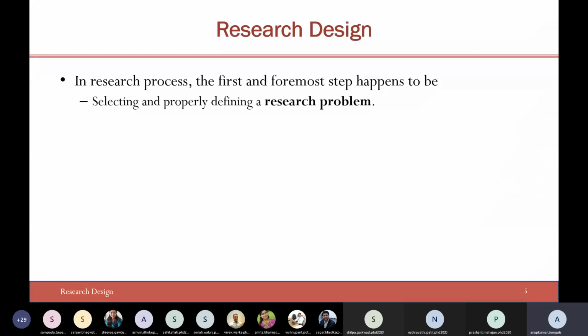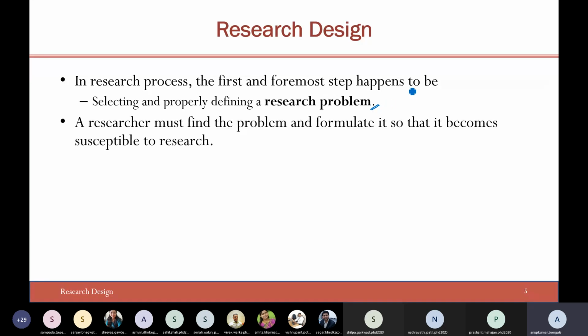Yeah, moving ahead, let's see. Okay, so just now we understood that in a research process, the first and foremost step happens to be defining the research problem. So now, when you say the problem has been completely identified, that is what we are trying to identify in today's session. Okay, a researcher must find the problem and formulate it so that it becomes susceptible for the research.